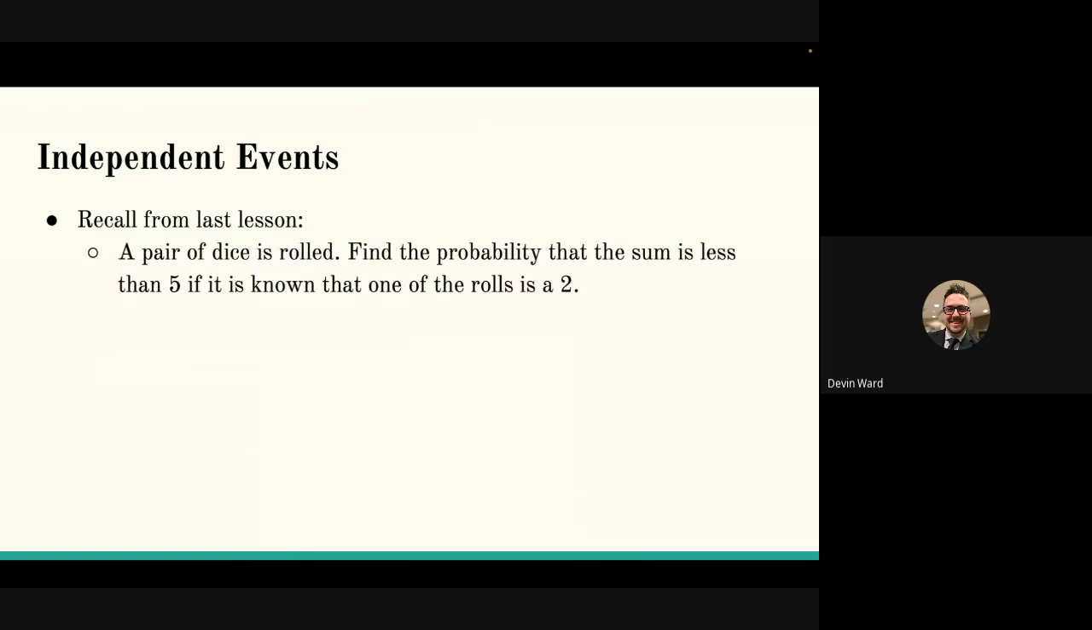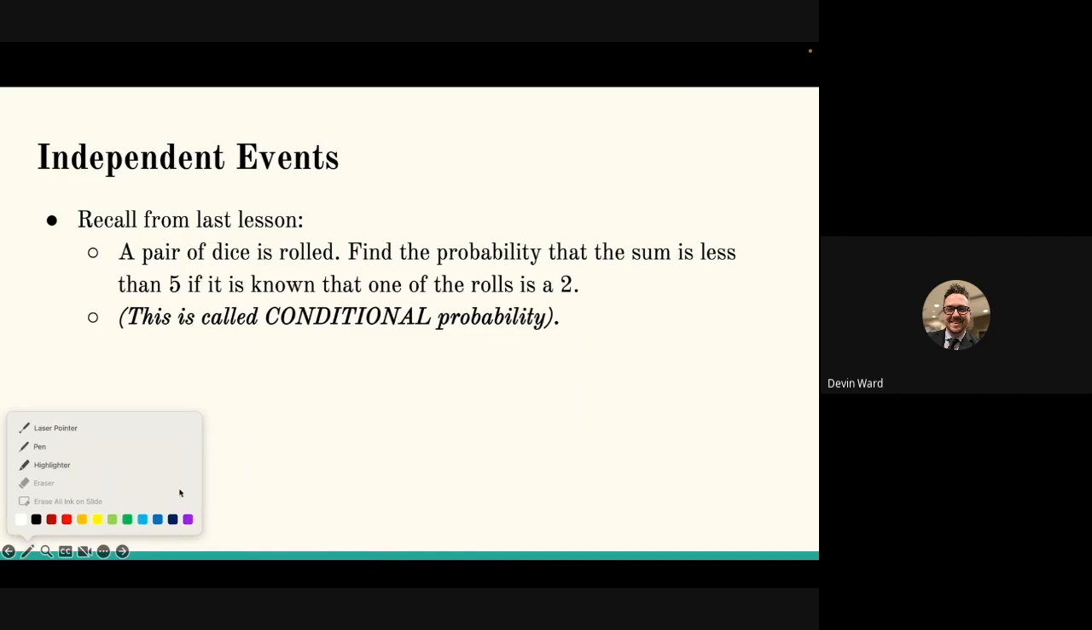Okay, so remember from last lesson, if we were to roll a pair of dice and want to find the probability that the sum is less than 5 if we know that one of the rolls is already a 2. This is conditional probability, okay? Because we have a condition, right? We already know that one is a 2. Okay, so our second roll is dependent on our first roll, okay?